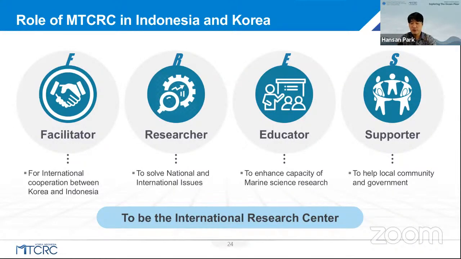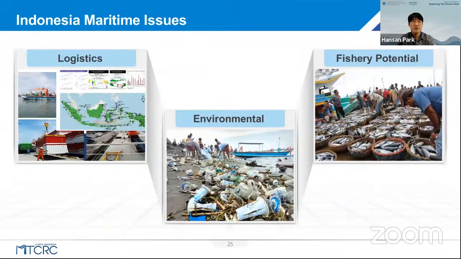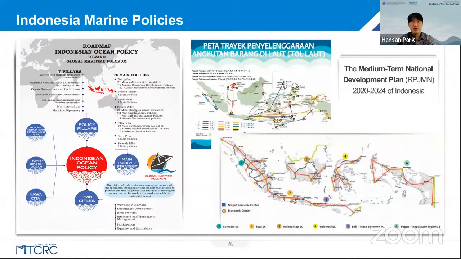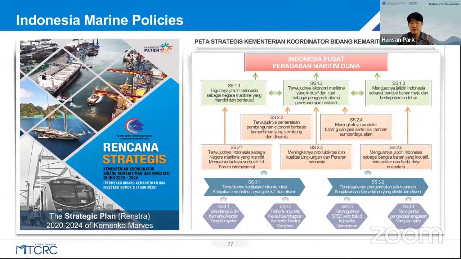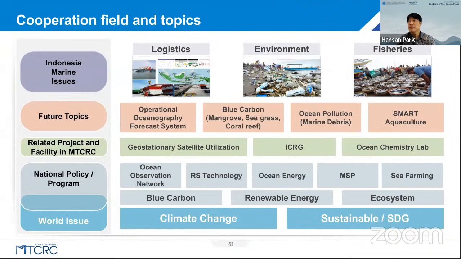Our plan is actually that we want to be an international joint research center, but we will be a facilitator for cooperation between the two governments and countries, and also for researchers and educators, and support for local government and community. But it is a general target, and we need a more strategic approach. So we reviewed Indonesia's maritime issues related to our activity. Logistics, environment and fisheries potential are listed as major issues in Indonesia. And we reviewed Indonesia's marine policy and also CMMA's strategic plan. So we listed several items for our future research and activity.